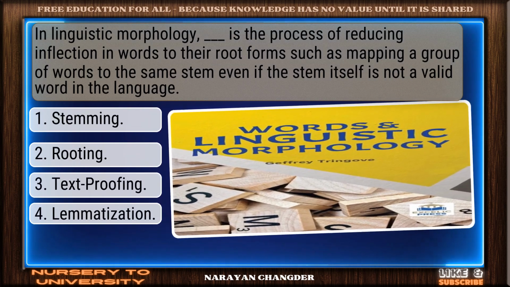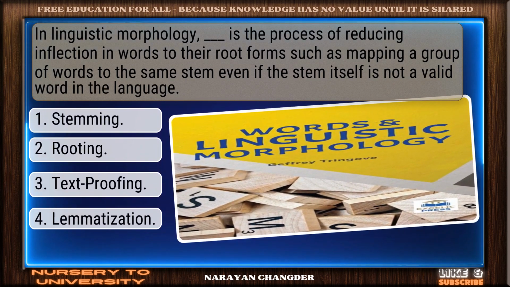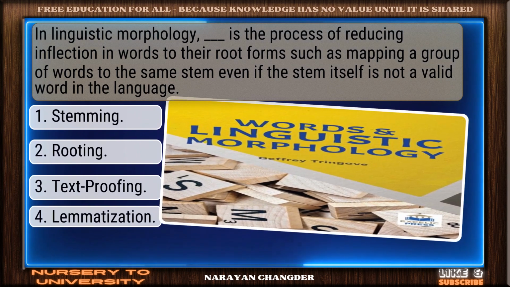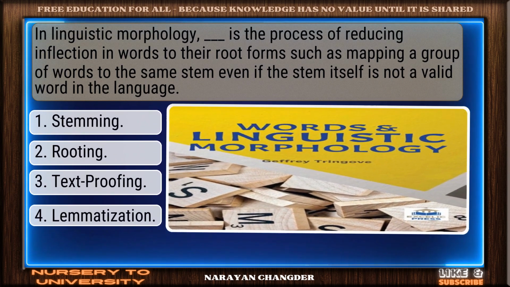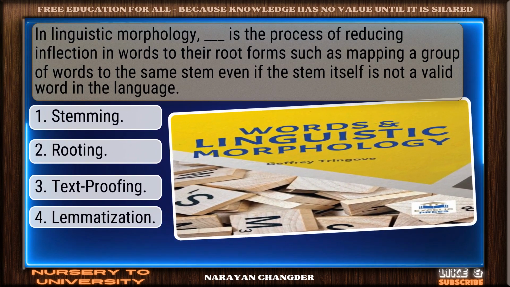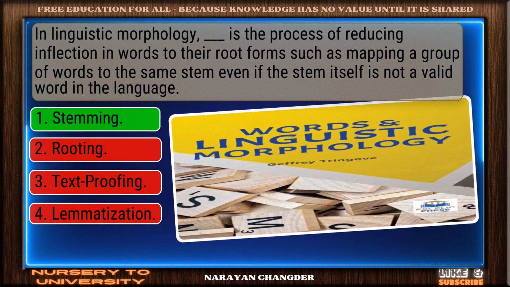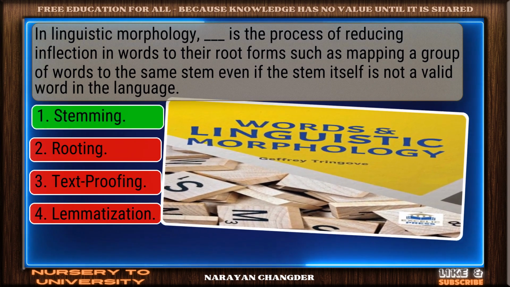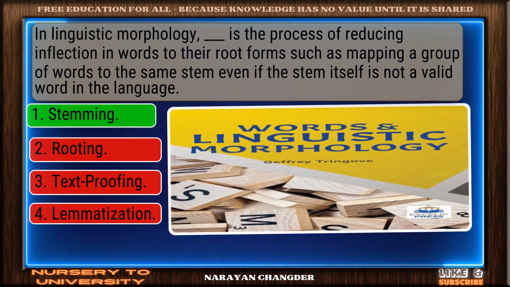Question number 3. In linguistic morphology, dash is the process of reducing inflection in words to their root forms, such as mapping a group of words to the same stem, even if the stem itself is not a valid word in the language. Clear logic. Your choice, stemming, is sound and 100% true.